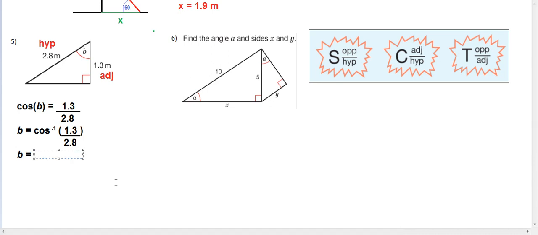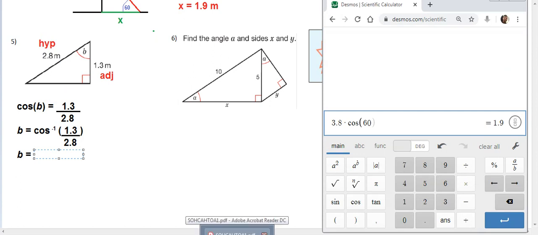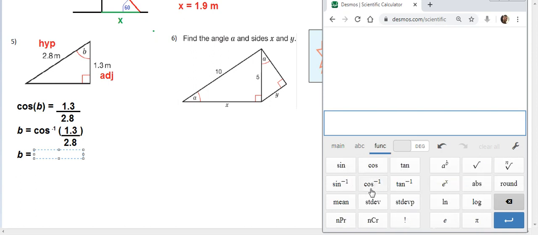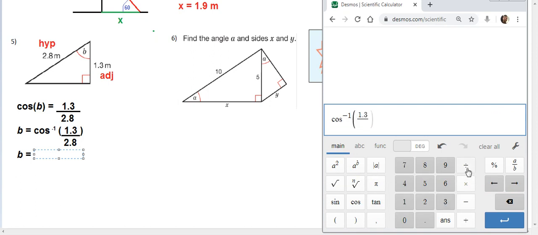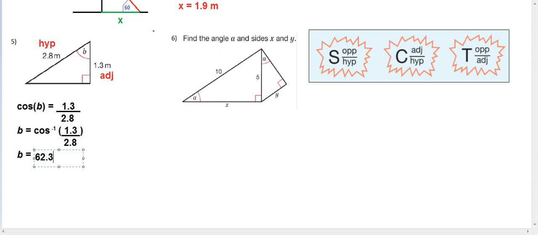So let's go. This is going to be equal to, take your calculator. Clear all. The calculator must give you the inverse cosine function of 1.3 divided by 2.8. As you can see, it's pretty simple. And the angle that we have is 62.3 degrees. This is the answer, okay guys?